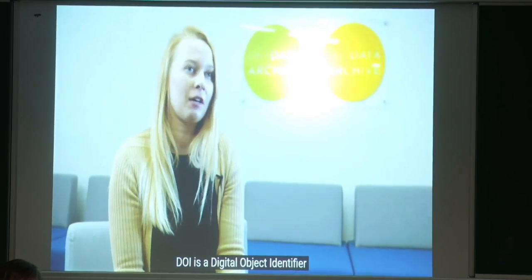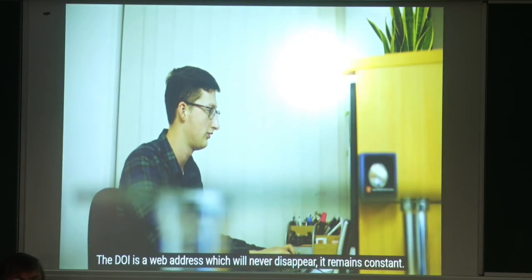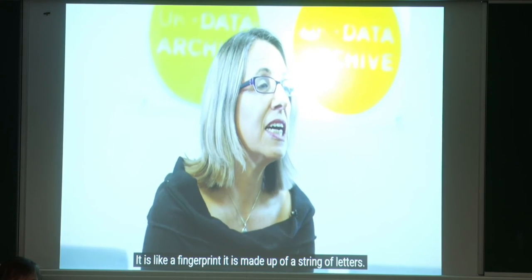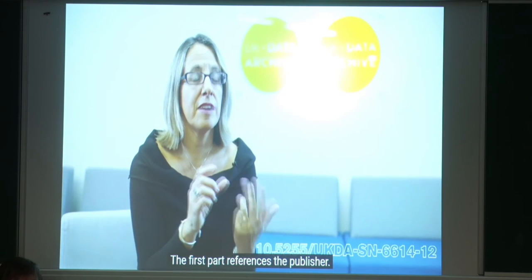DOI is a digital object identifier, and every data set should have this. The DOI is a web address which will never disappear, it remains constant. It is like a fingerprint, it's made up of a string of letters. The first part references the publisher.